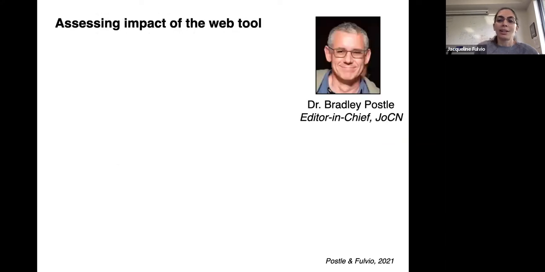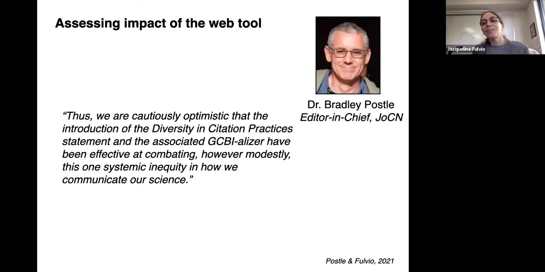So to quote Brad once again, we are cautiously optimistic that the introduction of the diversity in citation practices statement and the associated GCBI analyzer have been effective at combating, however modestly, this one systemic inequity in how we communicate our science. So it's our hope that the initiative will continue to have positive impacts going forward at the journal and will inspire other fields and journals to adopt similar initiatives where imbalances exist.